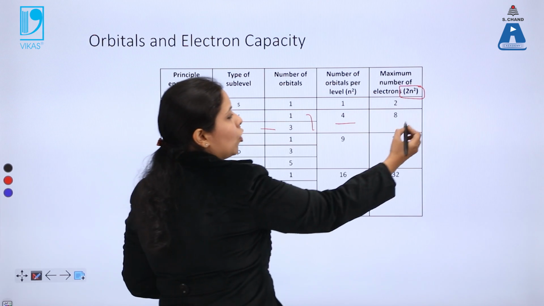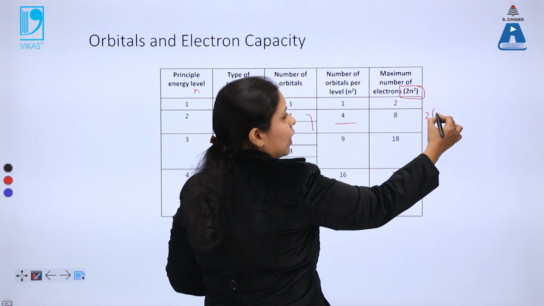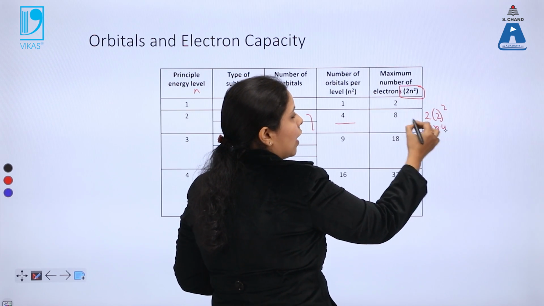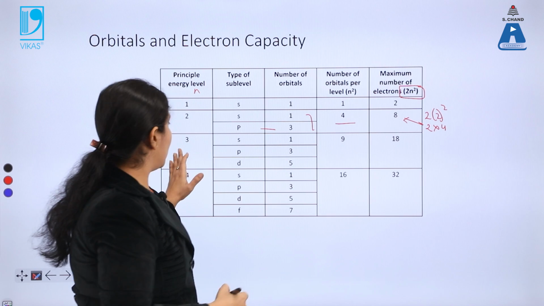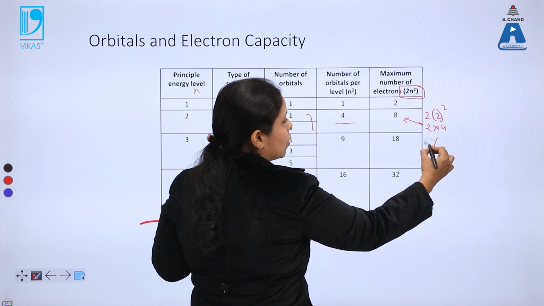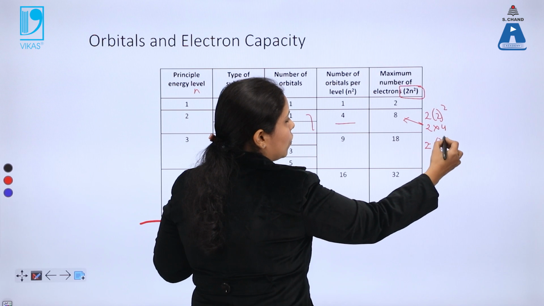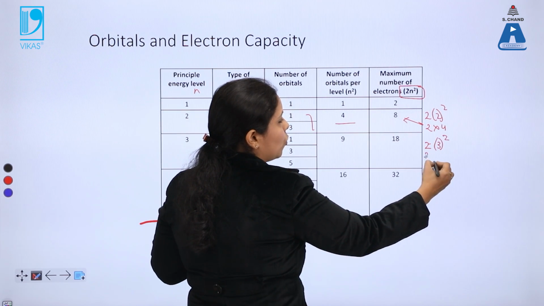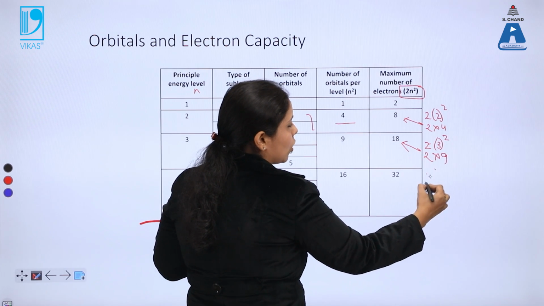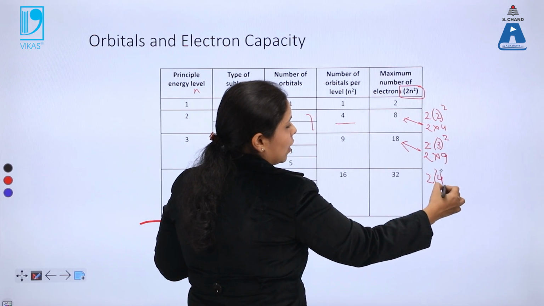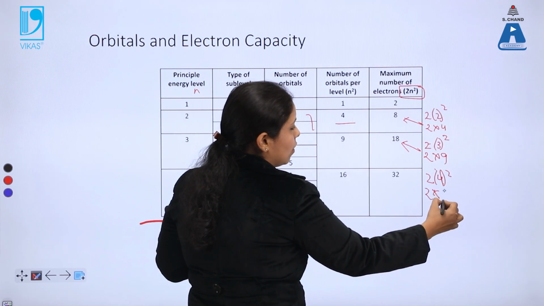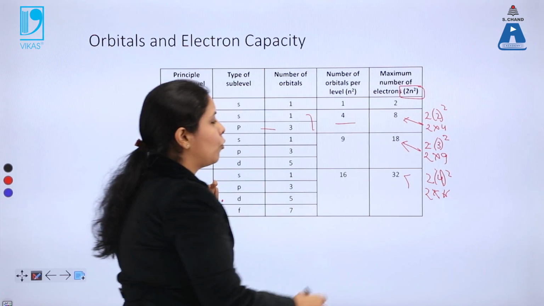Similarly, if you put the value in 2n square, I am putting n as 2. This is simple maths, 2 into 4, that will give you 8, right? In the case of 3, twice of 3 square, so this is 2 into 9, that will give us 18 electrons. And for the fourth energy level, 2 into 16 gives 32 electrons in the fourth shell.